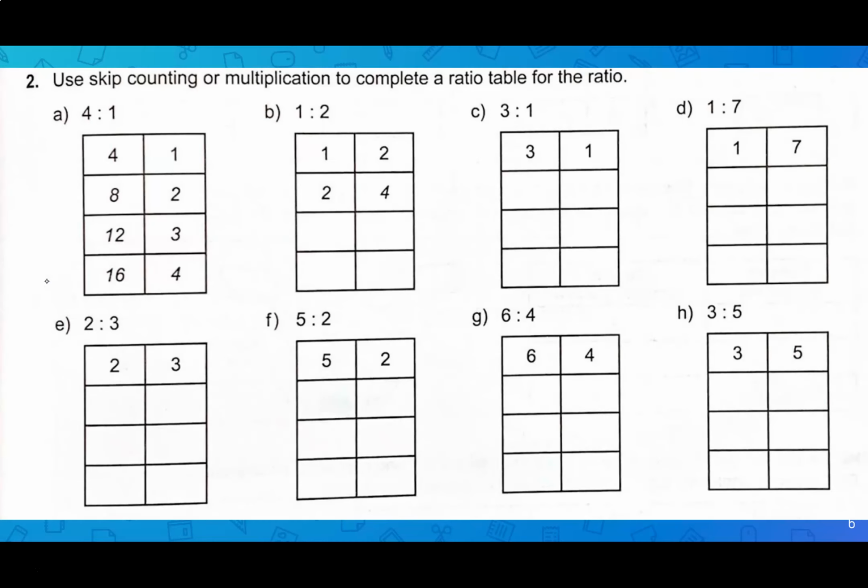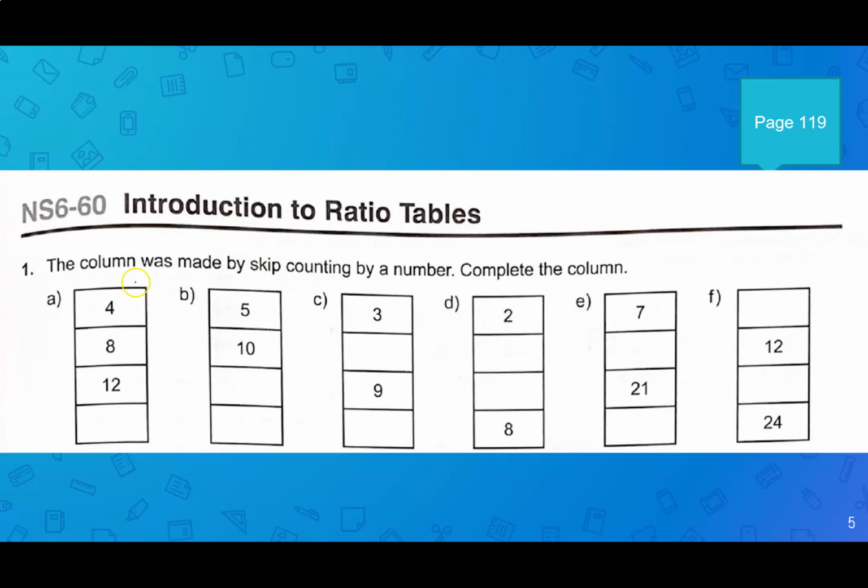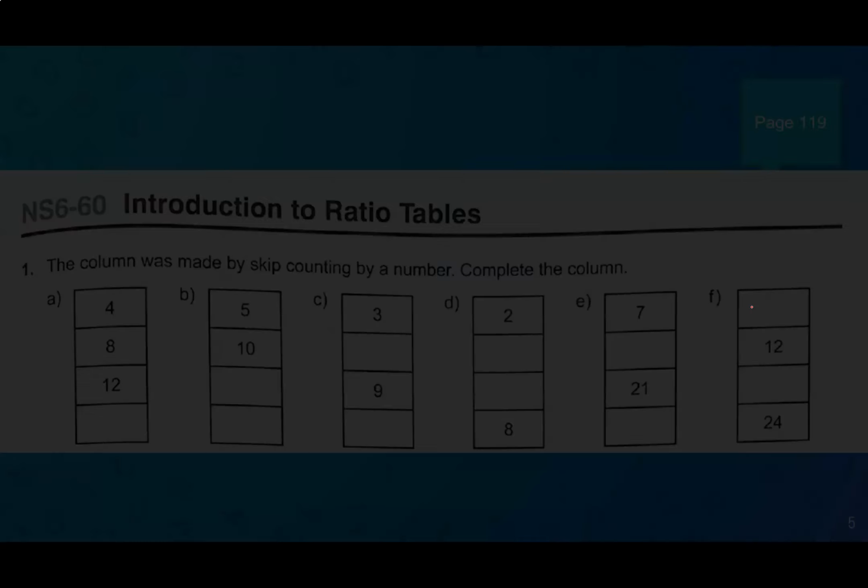A, we can see that they are skip counting by 4. 4, 8, 12, 16. B, 5, 10, 15, 20. Please try remaining 4 by yourself.